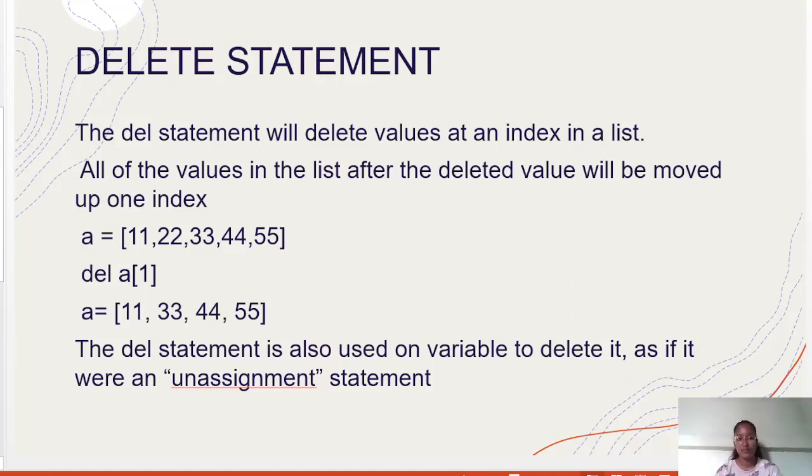The delete statement. The delete statement will delete values at an index in a list. All of the values in the list after the deleted value will be moved down one index. For example, let us consider a list A consisting of numbers 11, 22, 33, 44, and 55. Using the delete statement, del A[1], the number at index 1 will be deleted as shown in the slide. The delete statement is also used on a variable to delete it, as if it were an unassignment statement.